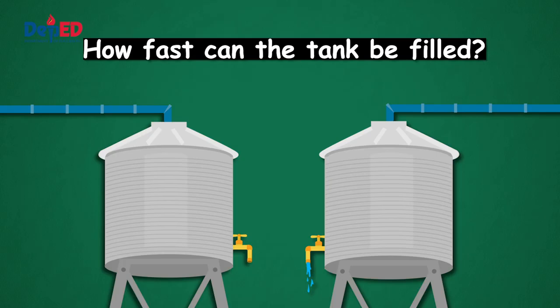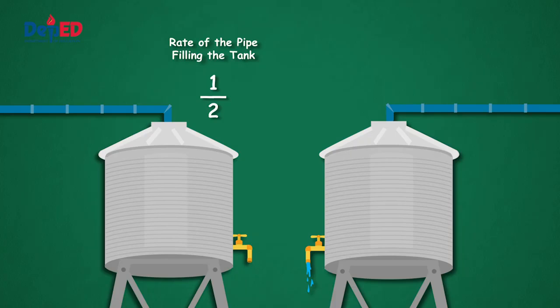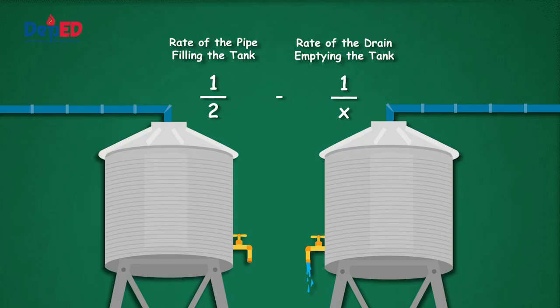To solve this problem, we need to identify the rate or speed the tank can be filled by the pipe and emptied by the drain. Since one tank can be filled by the pipe in 2 hours, we can say that its rate is 1/2. Then since the time to drain the tank is not given, we can say that its rate is 1 over x. To get the rate when both pipe and drain are open, we have 1/2 minus 1 over x. We used subtraction because water is removed by the drain.